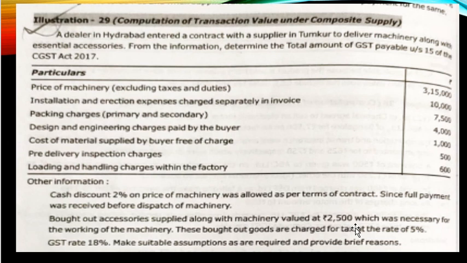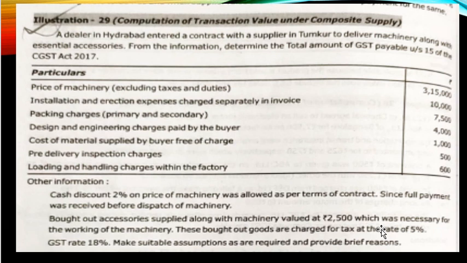So here, clearly in the question we have stated bought out accessories supplied along with machinery valued at rupees 2,500, which was necessary for the working of the machinery. Is it important for the machinery to work? Yes. So it is called a composite supply, which is bundled together. When you avail the primary, you should also avail the secondary, because for the primary to work, the secondary should support. So when such supply is made, it is called composite supply.